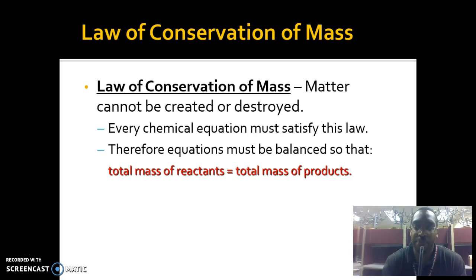So therefore, every chemical equation must satisfy this law. Equations must be balanced so that the total mass of the reactants equals the total mass of the products, or the amount of atoms on the reactant side is equivalent to the amount of atoms on the product side. So we can do a comparison of atoms, which we're going to do for balancing equations, to figure out how to do this.